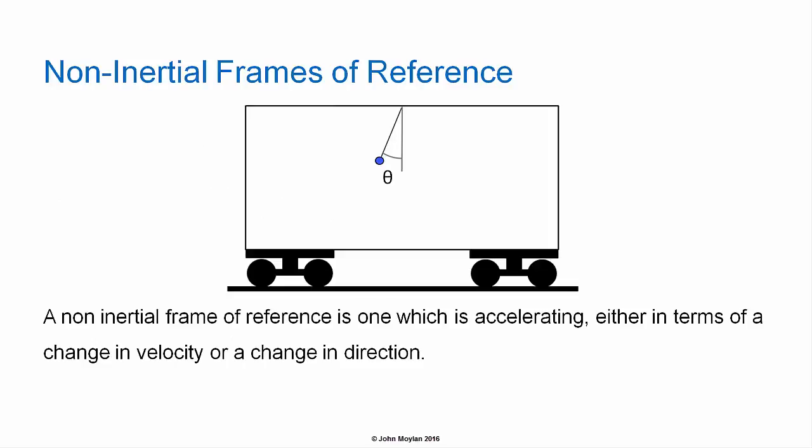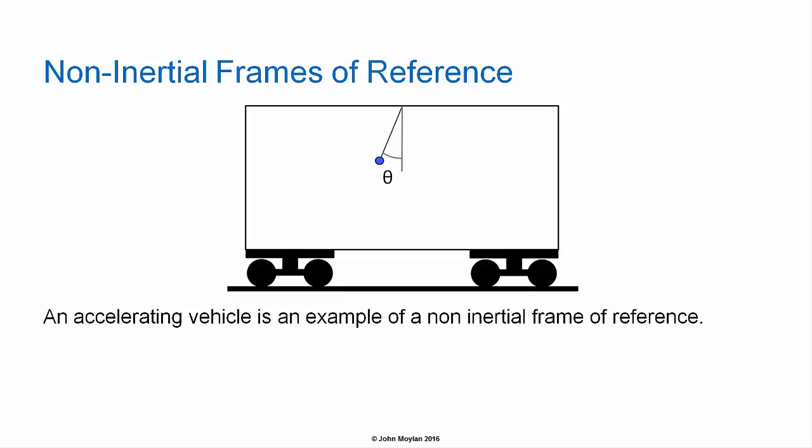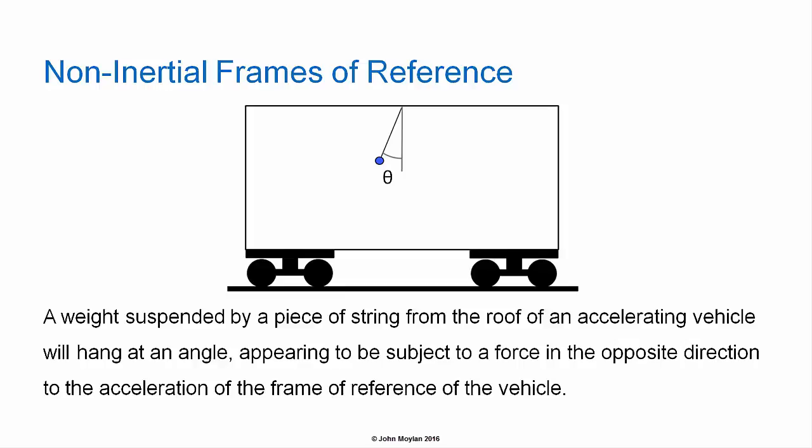A non-inertial frame of reference is one which is accelerating, either in terms of a change of velocity or a change of direction. An accelerating vehicle is an example of a non-inertial frame of reference. A weight suspended by a piece of string from the roof of an accelerating vehicle will hang at an angle, appearing to be subject to a force in the opposite direction to the acceleration of the frame of reference of the vehicle. You can see in the diagram that the pendulum hanging from the roof of the train carriage is hanging at an angle theta as the train carriage is being accelerated.